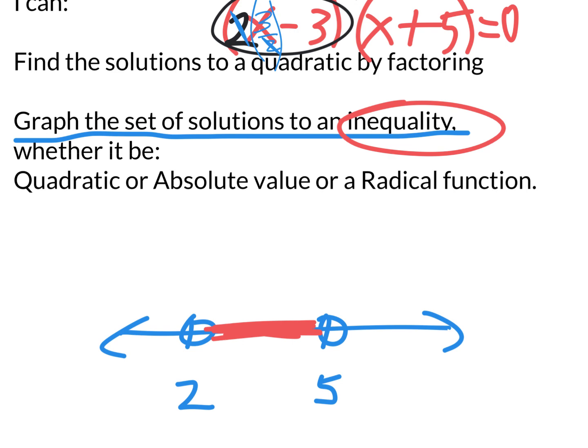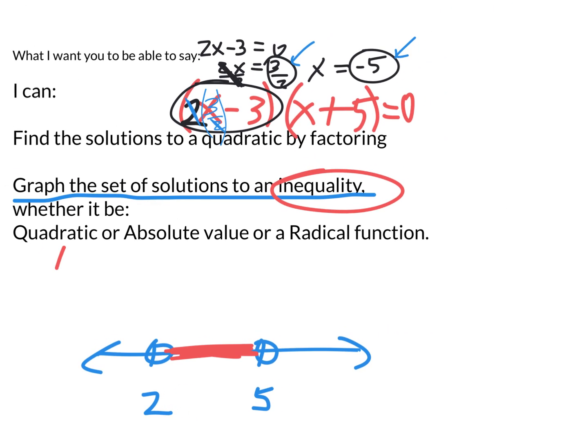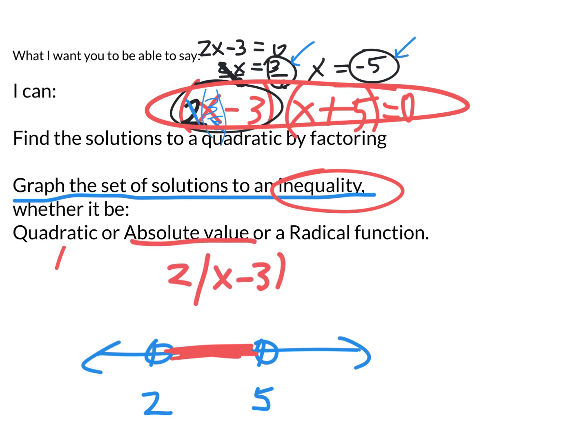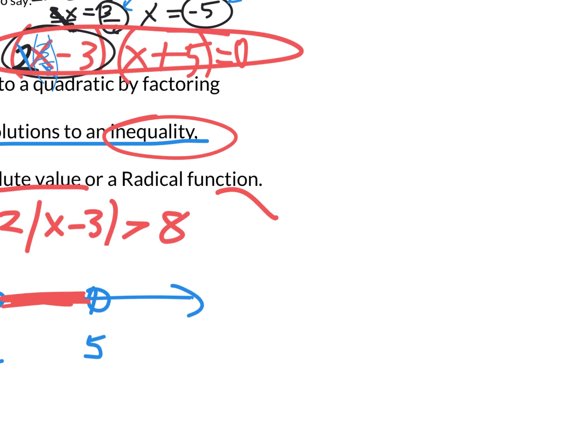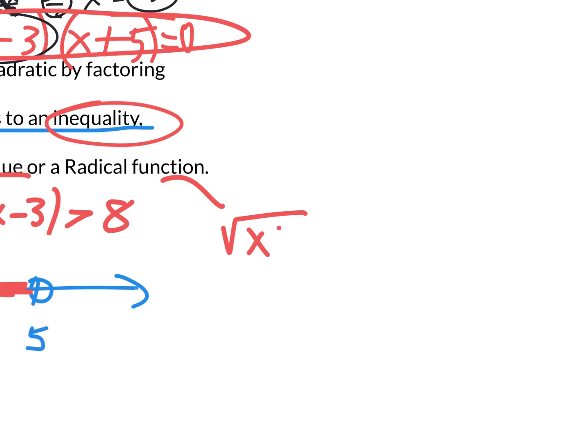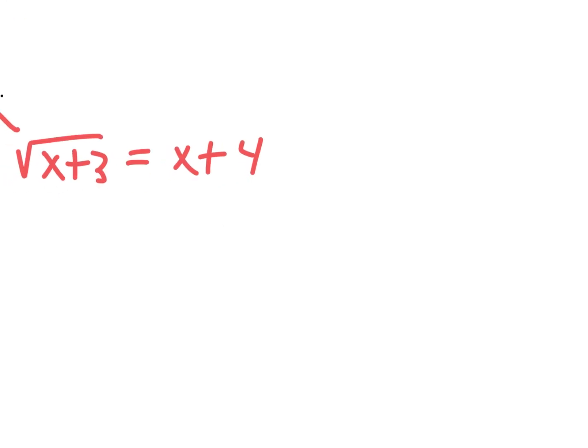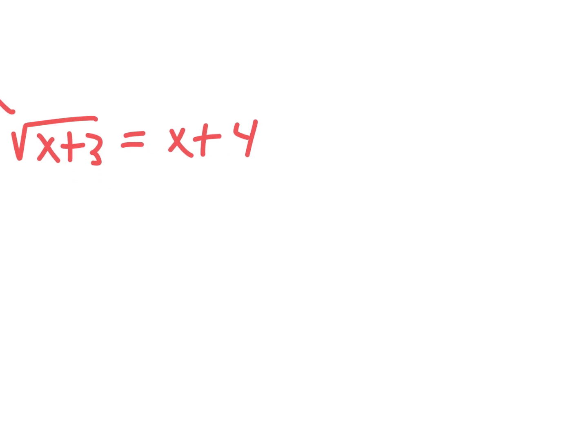All right? And there's 3 kinds that I reference. Quadratics, that's like this, where you can factor them. Or absolute values, that's like this. Or radical functions, which are like this. That's the one we haven't talked about very much. So let's talk about that one. Everybody write that one down.